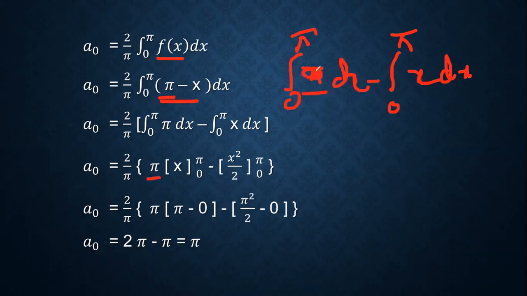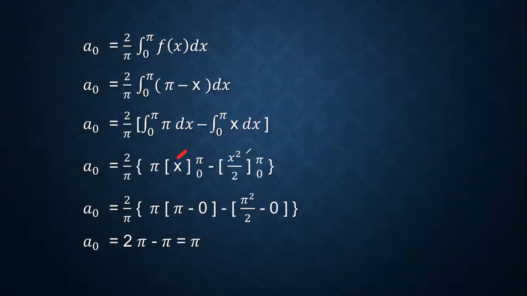So then what you will get here? 1 into dx, with pi kept outside. What is integration of 1 into dx? x. Okay, so the limits are 0 to pi. Next is minus. So what is integration of x square by 2? What are the limits? 0 to pi. Okay.